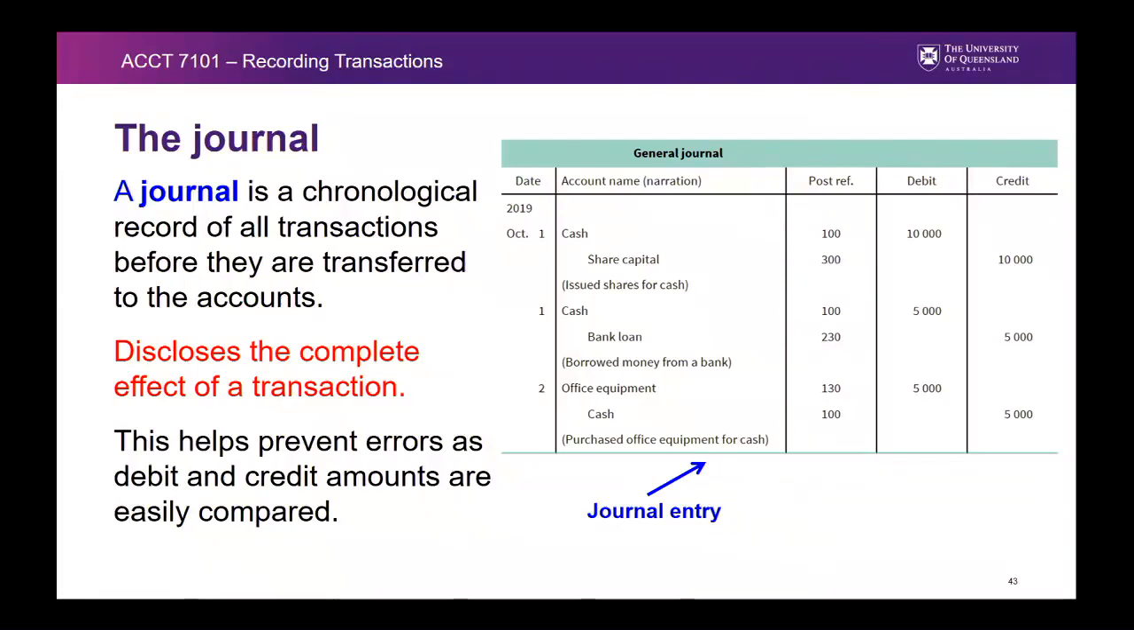And the other thing here is a posting reference. Those numbers would come from the chart of accounts. This is actually not so important for our purposes, but just be aware that there's a reference here that relates to the number of the account in our chart of accounts. But it's not so important. Okay, so that's just introducing the idea of a journal. It's a record in time of all our transactions using debits and credits.